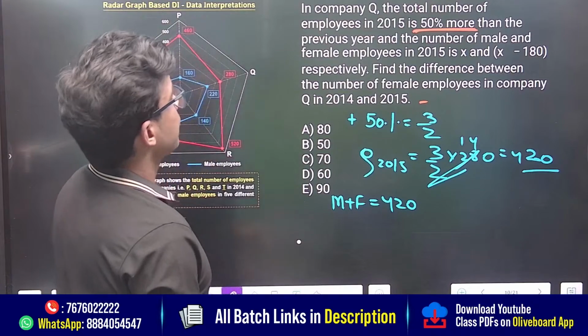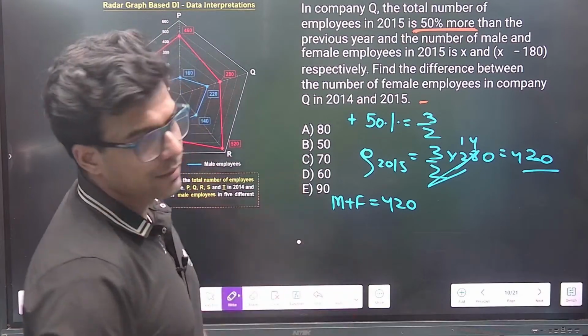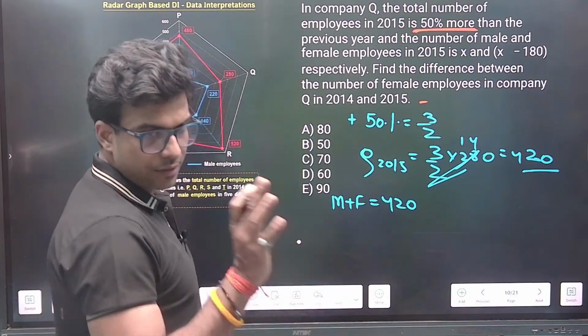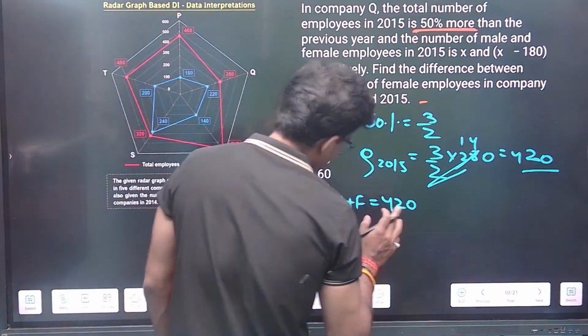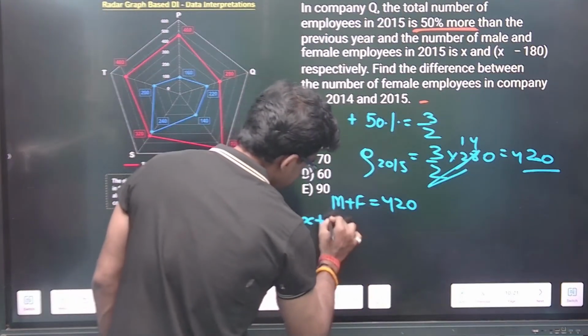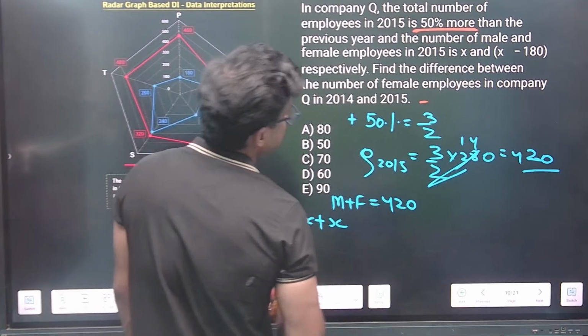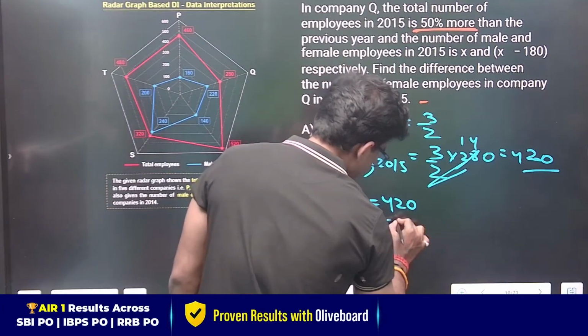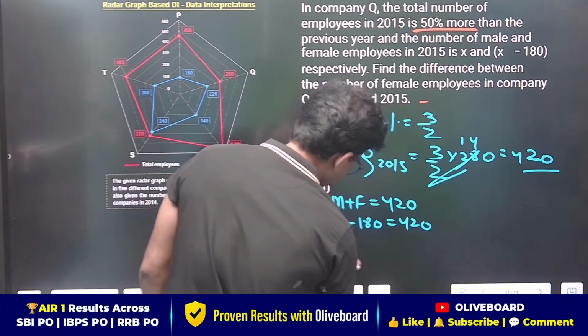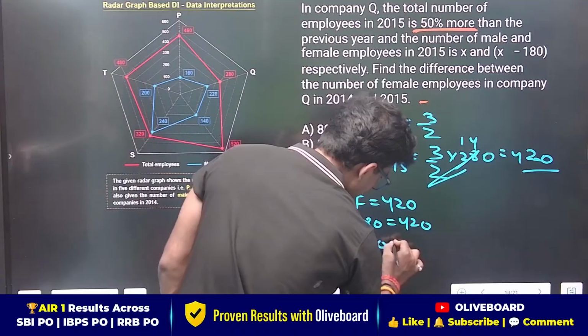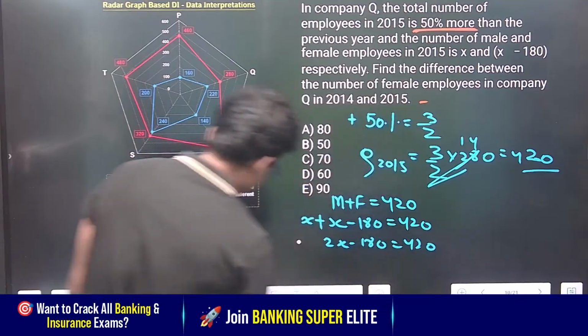And the number of male and female employees in 2015 is X and X minus 80. Now this you need to understand, okay? Now see guys, X plus X minus 180 is equal to 420. 2X minus 180 is equal to 420.